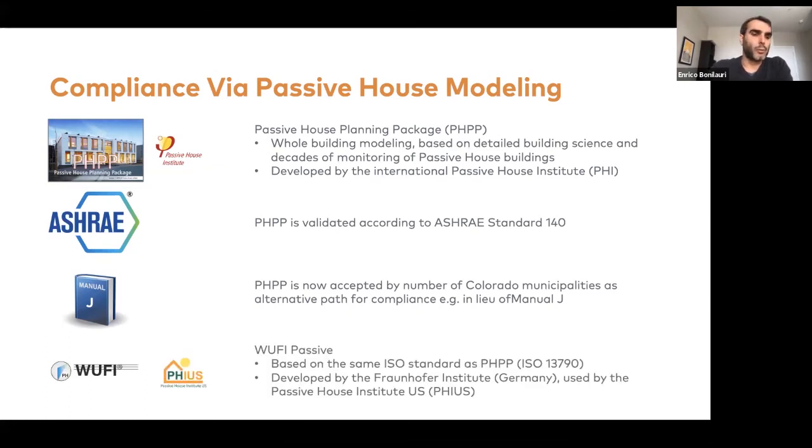The Passive House Institute US uses WUFI Passive, which is based on the same type of calculation as PHPP, and it is developed in Germany by the Fraunhofer Institute, and then it is used in the US by the Passive House Institute US.